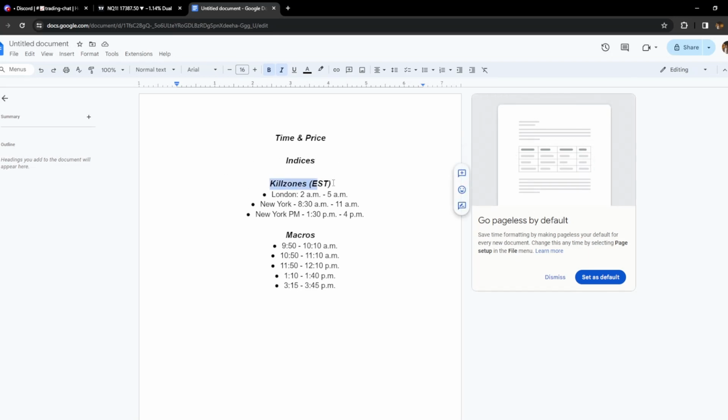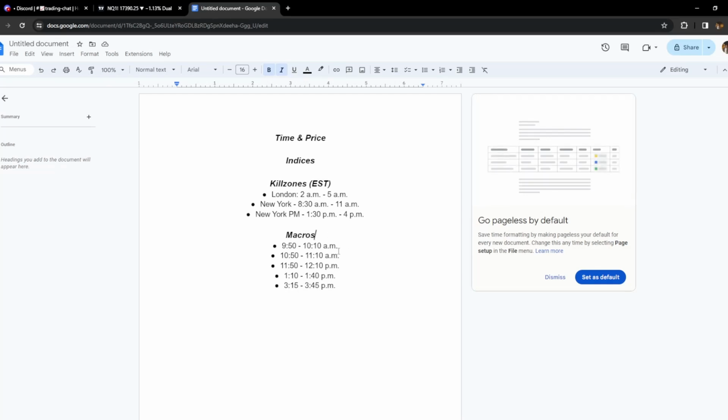So the Killzones, all in Eastern time, all this time is Eastern time. The Killzones, if you trade London session, is 2 a.m. to 5 a.m. New York session is 8:30 a.m. to 11 a.m. New York PM is 1:30 to market close, 1:30 p.m. to 4 p.m.